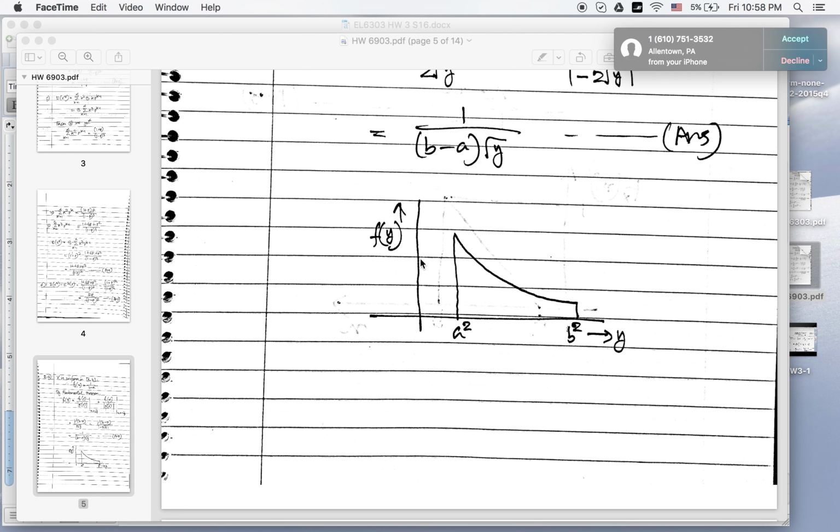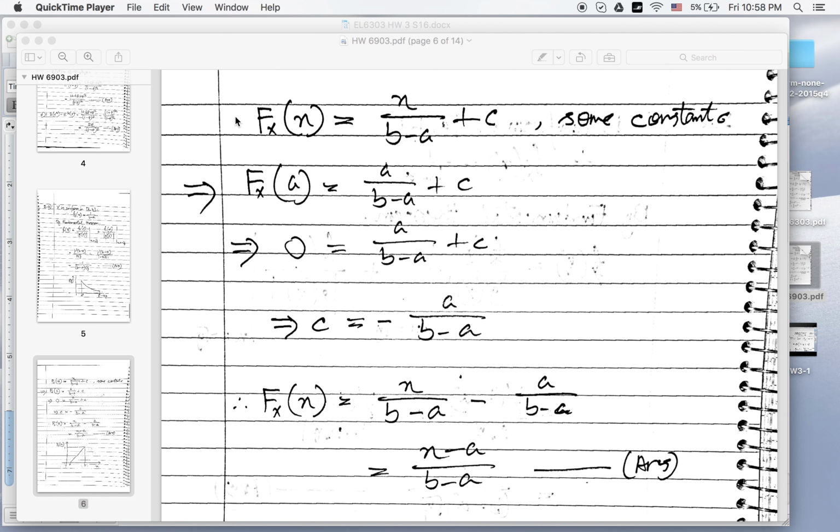f of y at point A, so along this axis we have y, and along this we have f of y. So we see y has two values, a square and b square, and at the point a square this is the value, and at the point b square this is the value.